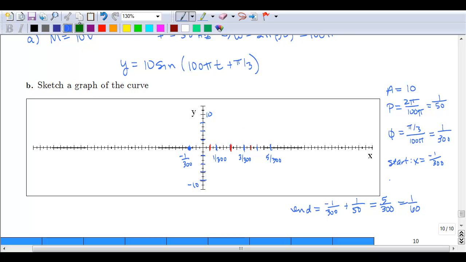So again, sine function is going to start at 0. It's going to hit our amplitude at our quarter point, which is right there, 1 over 600. Cross at the halfway point at our midline, down here at our negative amplitude at our 3/4 point, and then back to our midline for our ending point. So we can draw in one full cycle for our graph there. So this concludes the video for section 12.5.